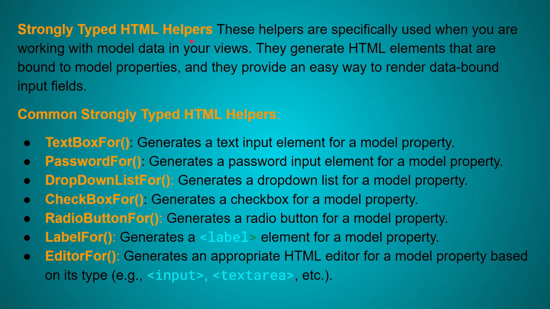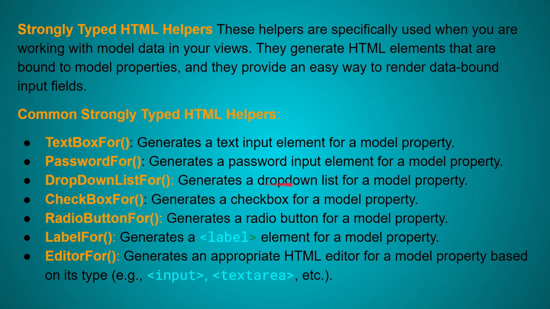Strongly typed HTML helpers. These helpers are specifically used when you are working with model data in your views. They generate HTML elements that are bound to model properties, and they provide an easy way to render data-bound input fields. Common strongly typed HTML helpers. TextBoxFor generates a text input element for a model property. PasswordFor generates a password input element for a model property.